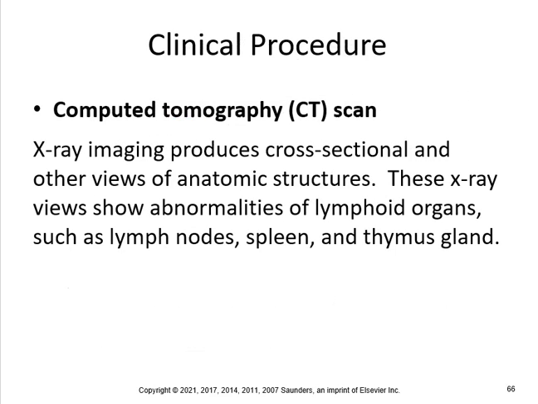What's a CT scan? X-ray imaging produces cross-sectional and other views of anatomic structures. These X-ray views show abnormalities of lymph organs such as lymph nodes, spleen, and the thymus gland.